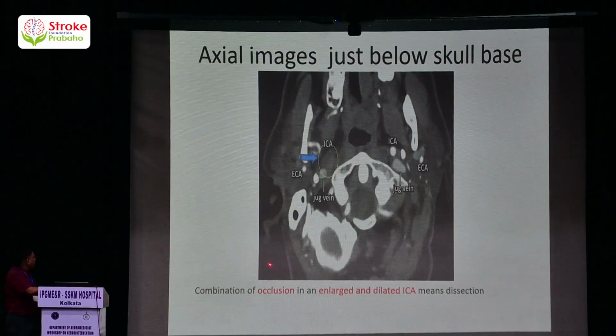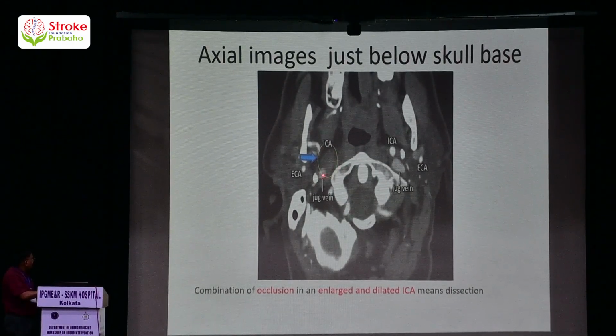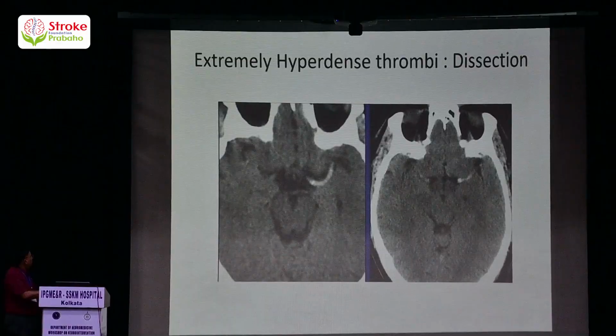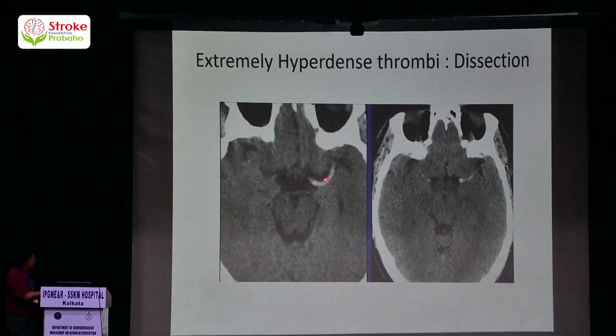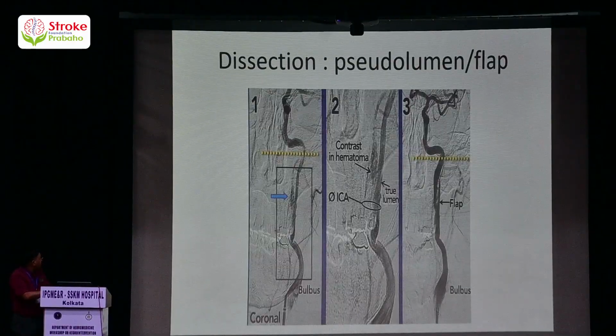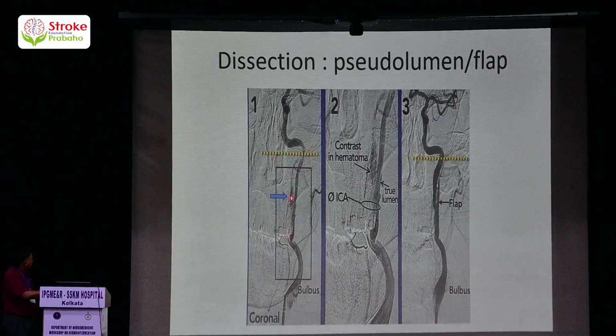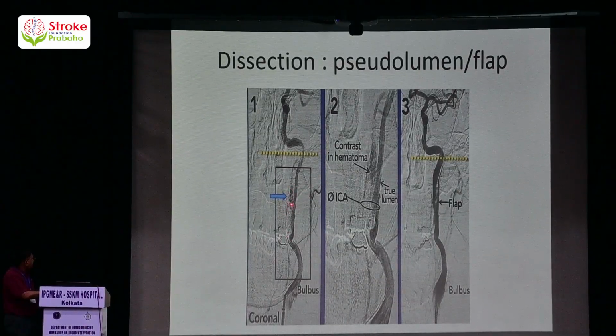Axial views are very important to diagnose the dissection. So if there is an occlusion of the ICA, but along with that it is enlarged and dilated. If you compare this ICA to this, the ICA looks very much enlarged, but it is occluded. Then possibly we are dealing with a dissection. In the dissection, the clot tends to be very hyperdense because of the embolic phenomena. In the DSA, you can see there will be contrast extravasation, a large contrast pool here, or sometimes you can see the flap.